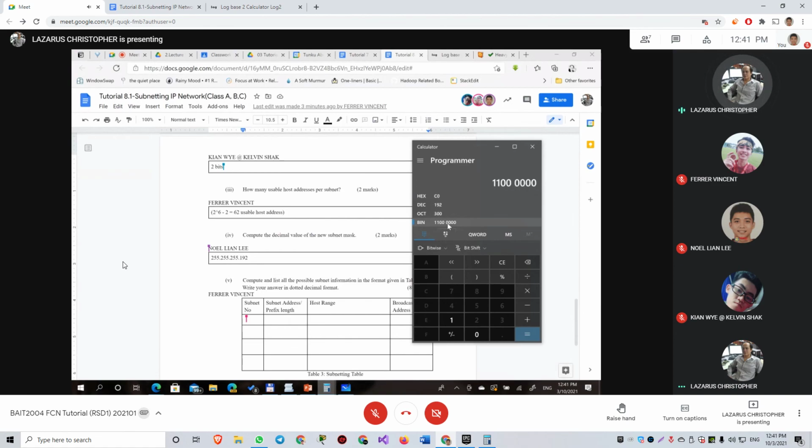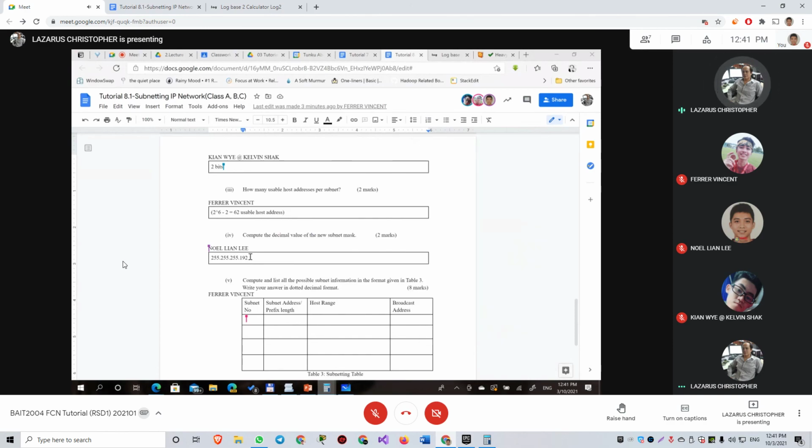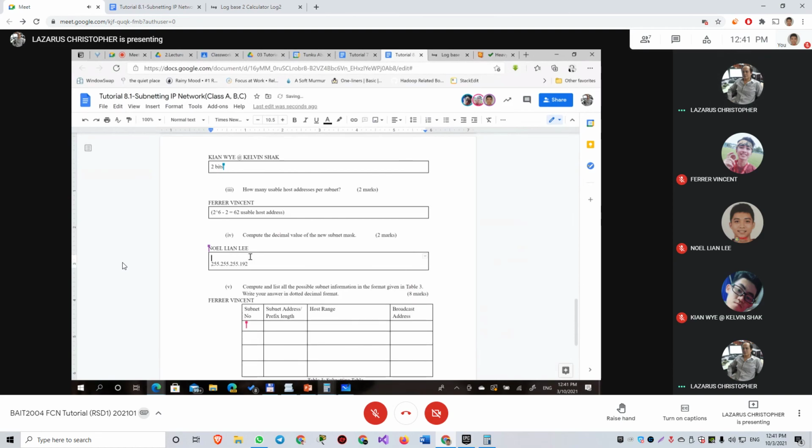Converting back to decimal, you get 192. So that's why the subnet mask is 255.255.255.192. Basically it's like this in binary: 1111 1111 dot 1111 1111 dot 1111 1111 dot 1100 0000.